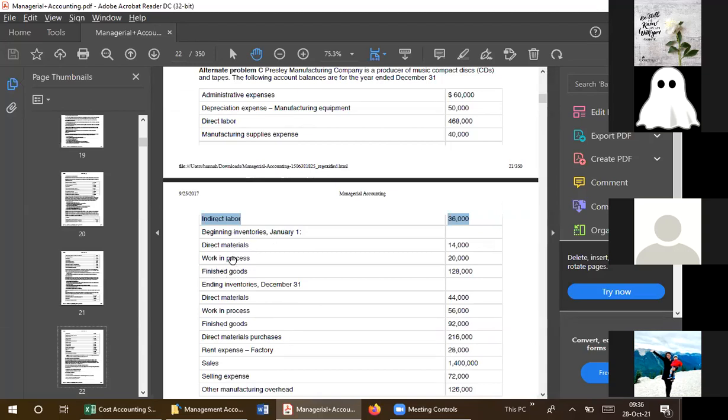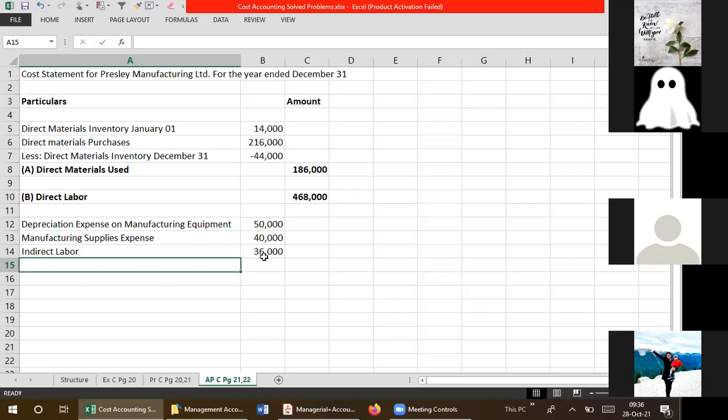So we have beginning inventories, ending inventories, nothing to do with the manufacturing expenses or manufacturing overhead. Direct material purchase belongs to material. Rent expense is a manufacturing overhead. We'll take that. Rent expense factory 28,000.